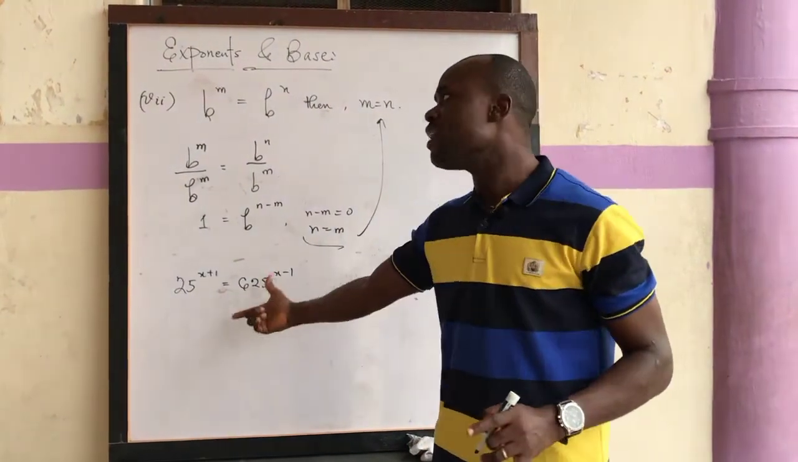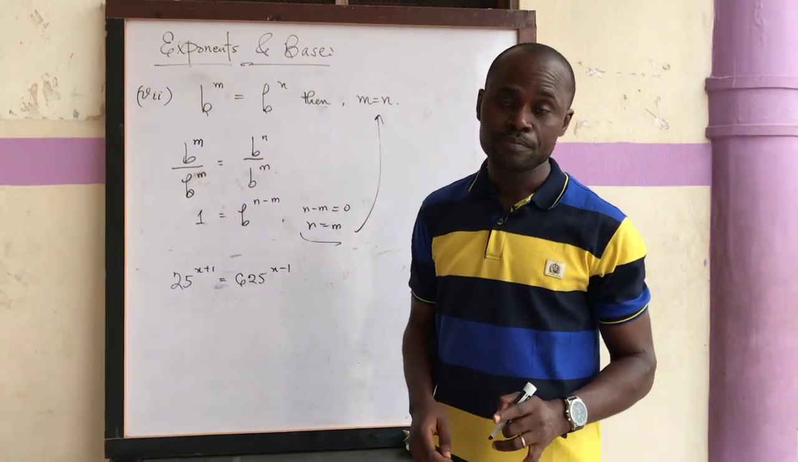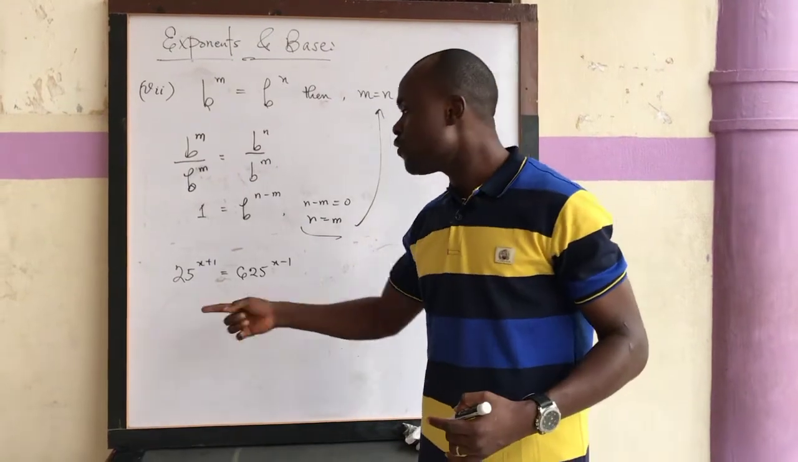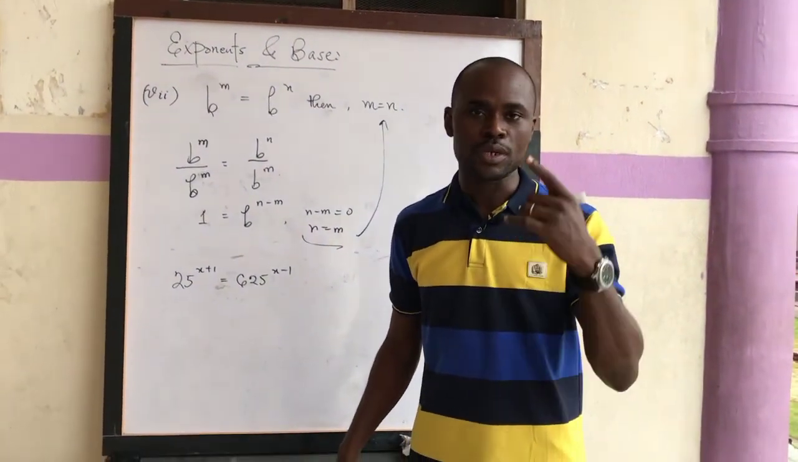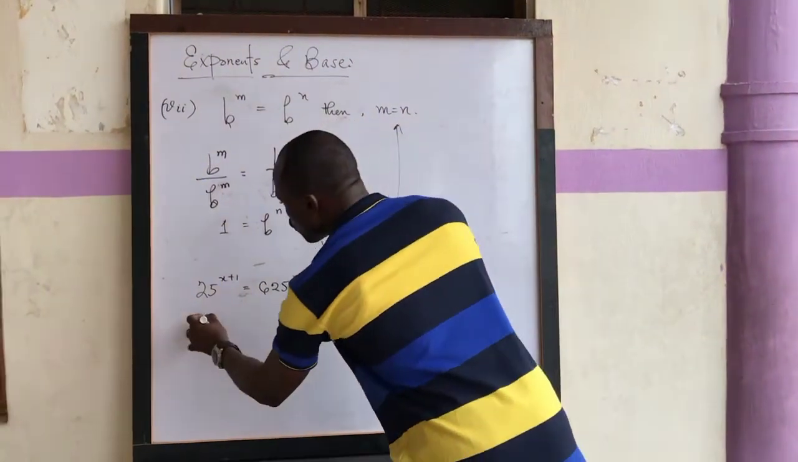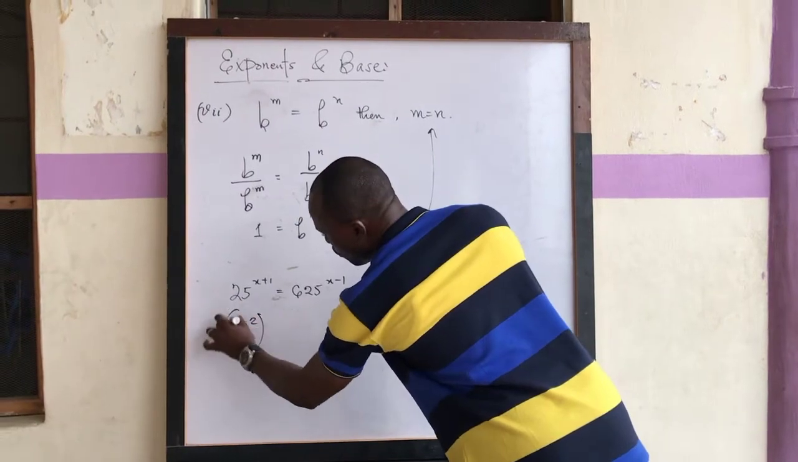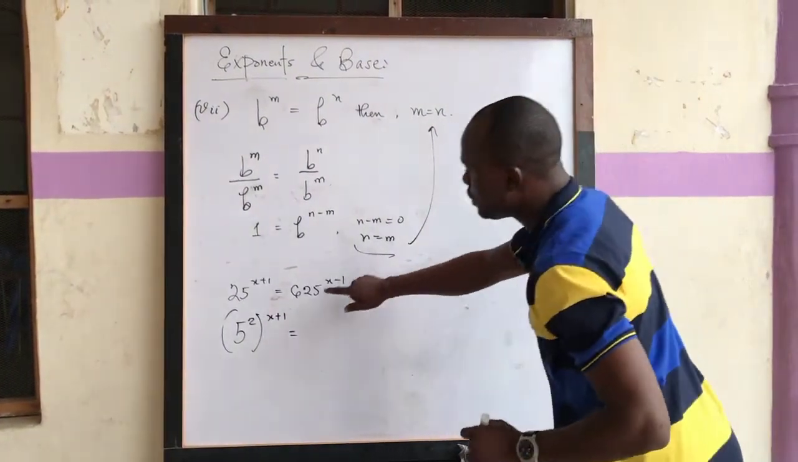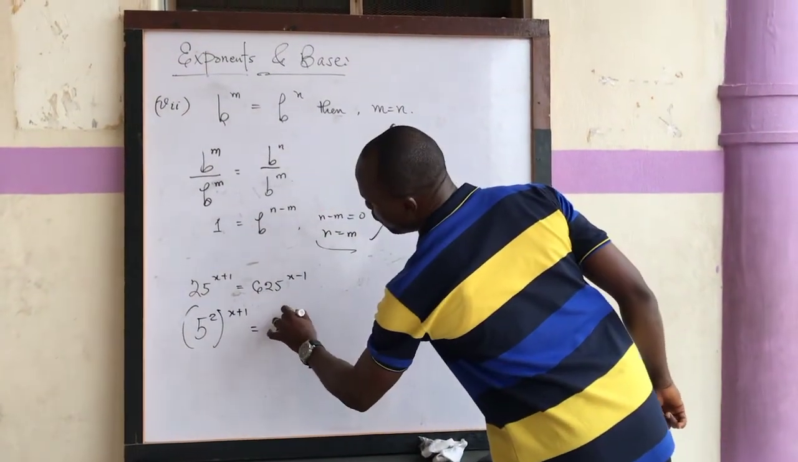But this doesn't look like this, because 25 and 625 are not the same. But what can I do? It is obvious that 25 can be written as 5 raised to the power of 2. You can check that in your multiplication table. So this can be written as 5 raised to the power of 2. Don't forget that your x plus 1 is still here. And 625 is the same thing as 5 raised to the power of 4.